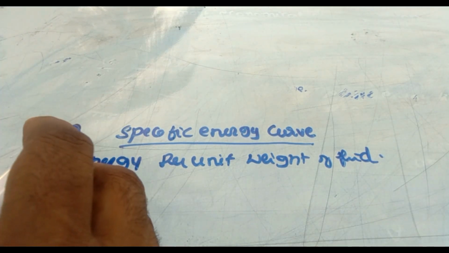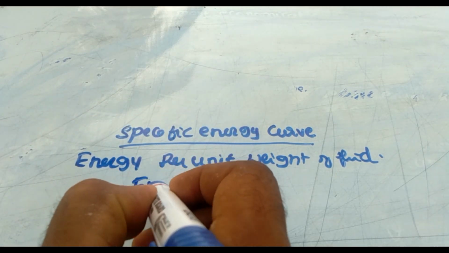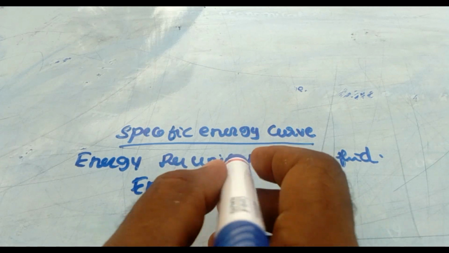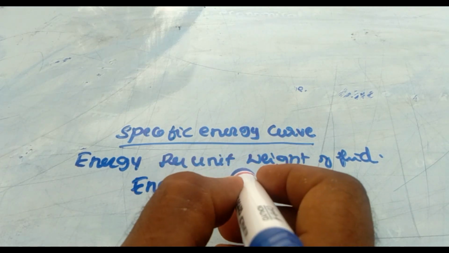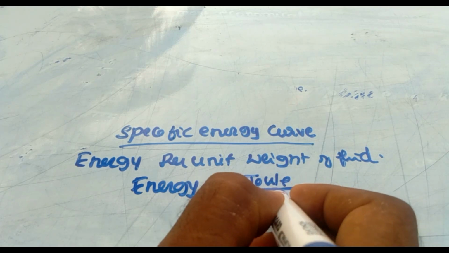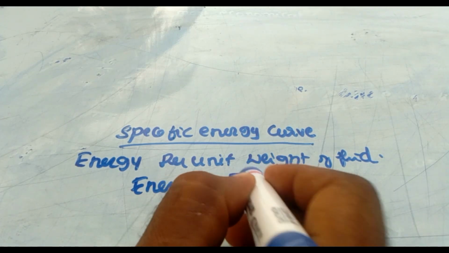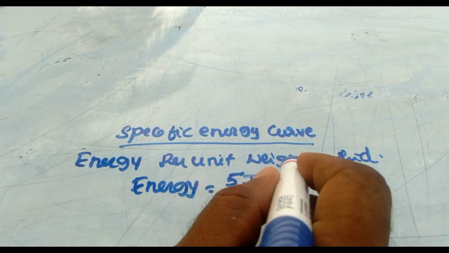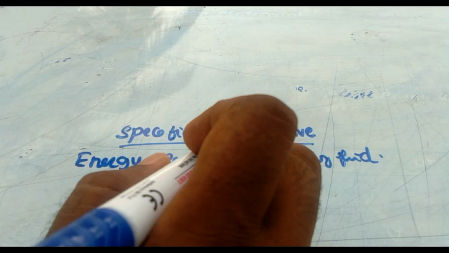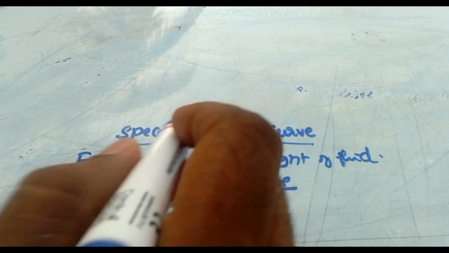Energy per unit weight means joule per newton. For example, 5 joule means per unit weight of the fluid, which is 1 newton of the fluid. So for the channel, the same thing applies.